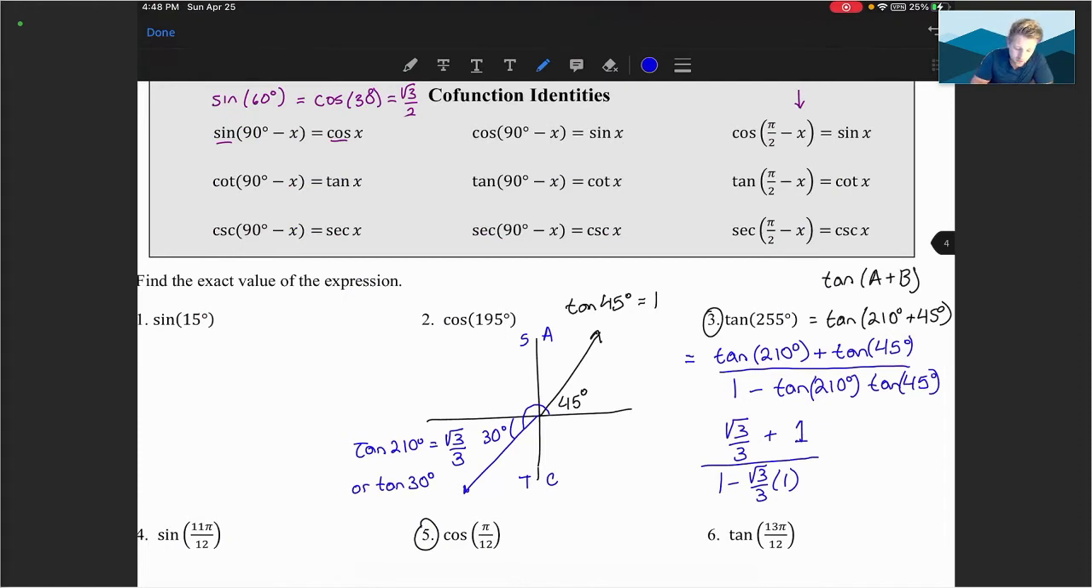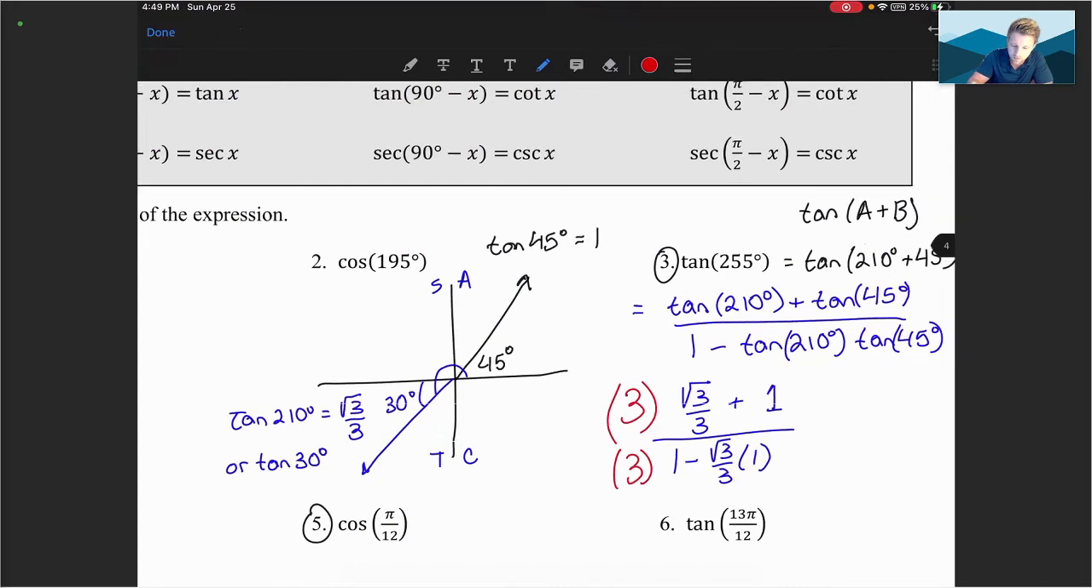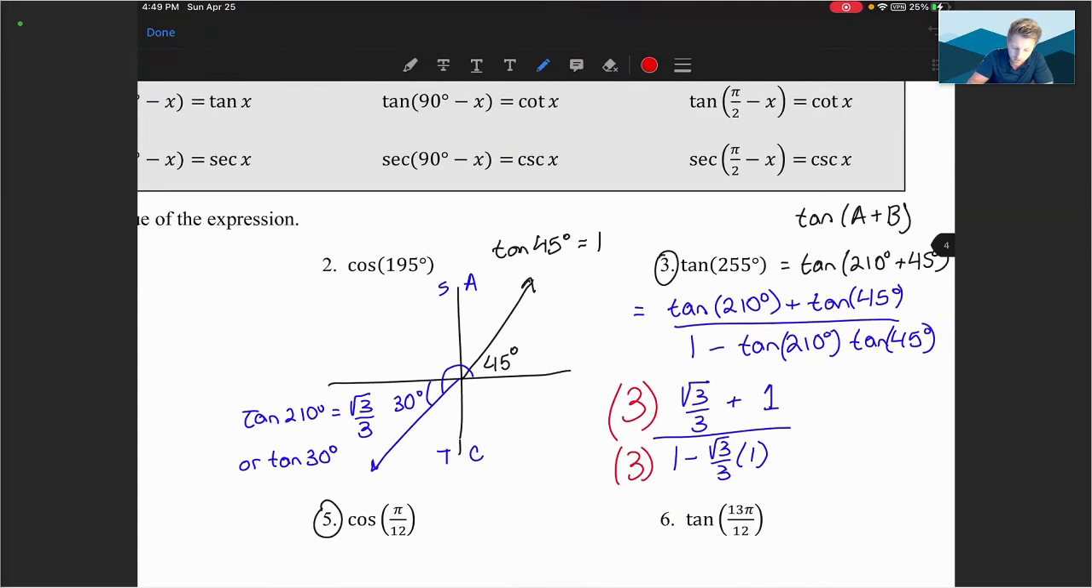One more thing that we could do to simplify this expression just a little bit more is we can multiply on the top and bottom by a factor of 3 and distribute that through this expression. And when we do so, we'll get square root of 3 plus 3, and then we'll get 3 minus the square root of 3.